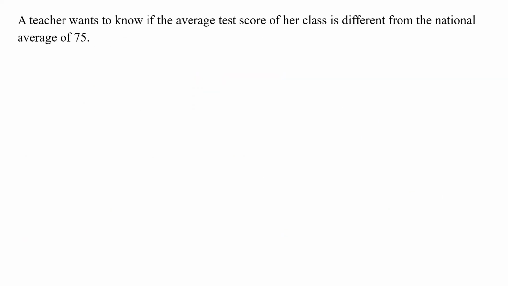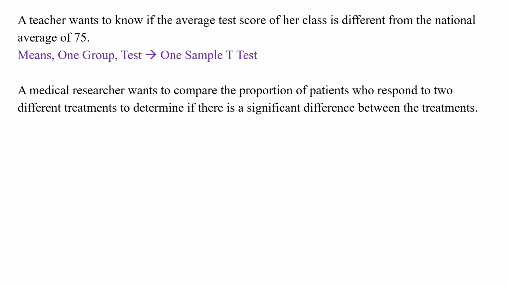All right, the last 4 situations here. A teacher wants to know if the average test score of her class is different from the national average. So this is going to be means because we're working with averages. It's one group because she's looking at her class, and we are going to do a test because she just wants to know if it's different from the national average. So we're going to do a significance test, which is going to be a 1 sample t-test.